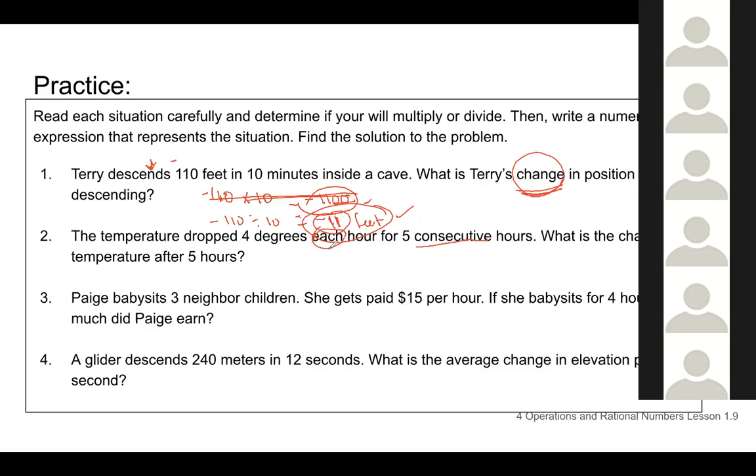each helps us to determine that, right? Each hour for 5 consecutive hours means that I'm having something constant happen. 4 times 5, right? So it's dropping, of course, so it's -4 times 5. And so my change in temperature after 5 hours is -20.